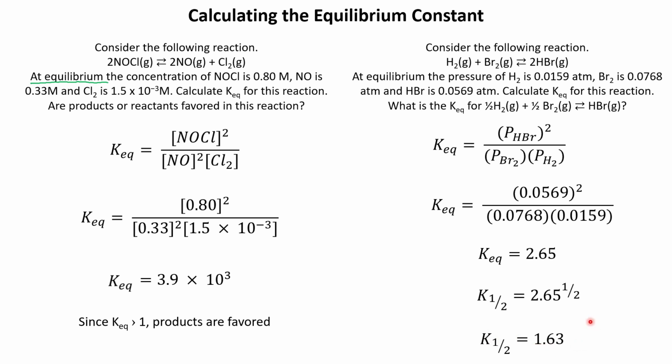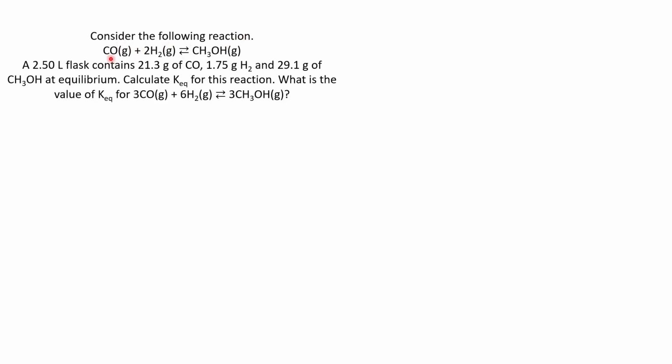Now let's look at a problem with a little bit of a twist that's a little bit more difficult. Okay, so we consider the following reaction. We've got a new reaction. Yes, it's a balanced chemical equation. A 2.5 liter flask contains 21.3 grams of carbon monoxide, 1.75 grams of hydrogen, and 29.1 grams of methanol at equilibrium. Calculate the KEQ for this reaction. And then what is the value of KEQ for this second reaction right here? Okay, I'm going to table the second part. We need to first get the KEQ for our original equation.